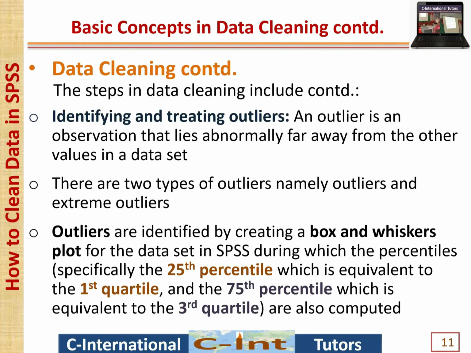An outlier is an observation that lies abnormally far away from the other values in a data set. There are two types of outliers, namely outliers and extreme outliers. Outliers are identified by creating a box and whisker plot for the data set in SPSS, during which the percentiles, specifically the 25th percentile, which is equivalent to the first quartile, and the 75th percentile, which is equivalent to the third quartile, are also computed.